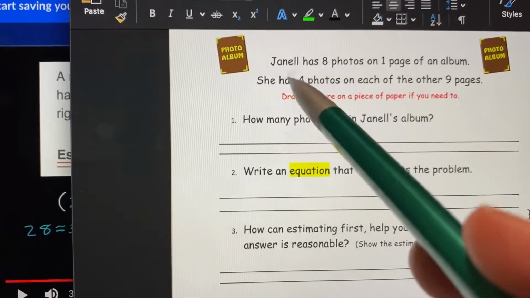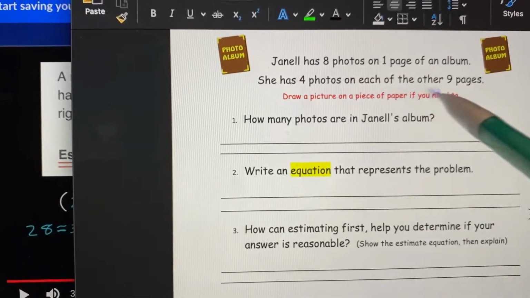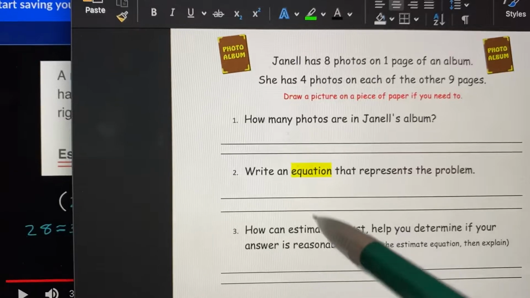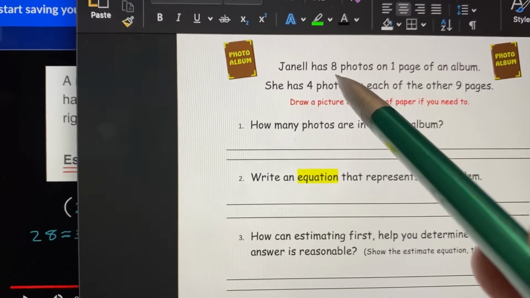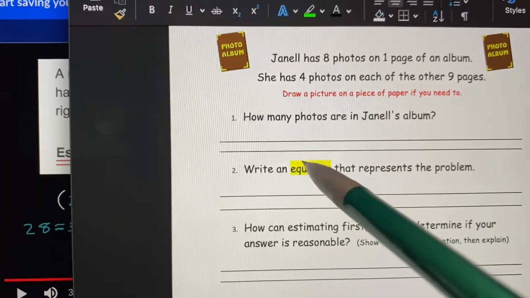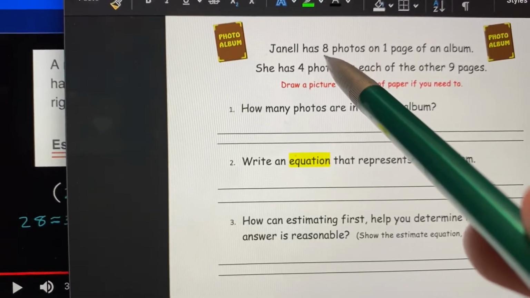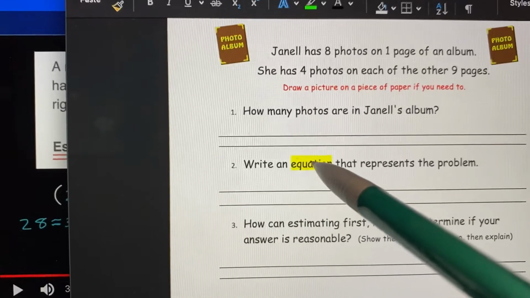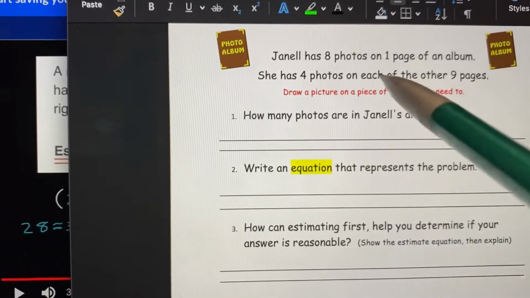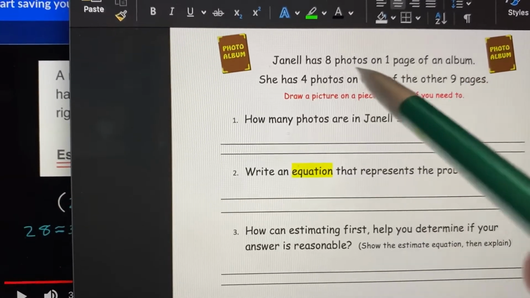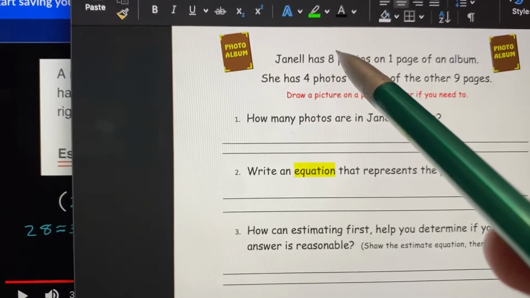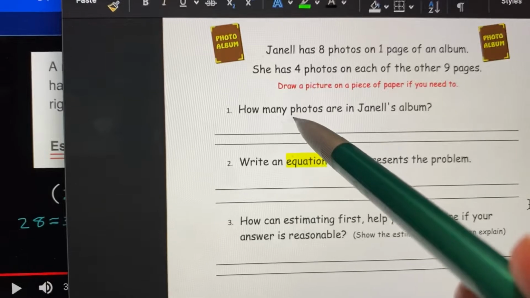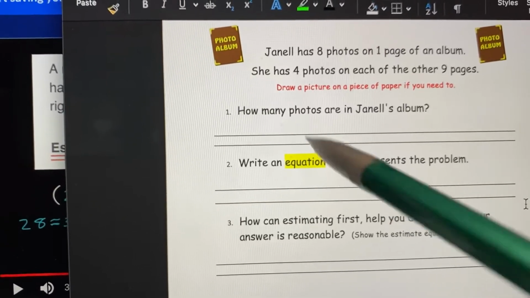Once you figure out what you have to do with the number 9 and the number 4, you have to include the number 8, okay? Do you subtract? Do you add? Do you multiply? Or do you divide? Once you find this and then you add the 8 into your problem, that is the amount of photos that are in her album.